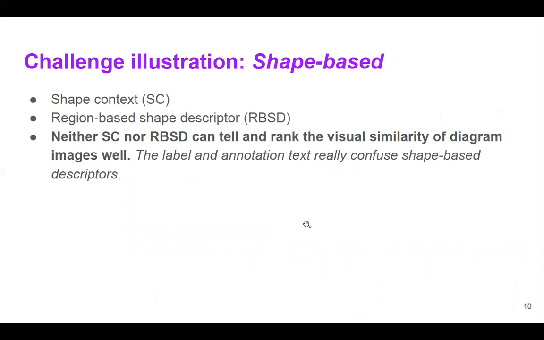We use the shape context and RBSD in our experiments because shape context is a dominant shape descriptor for binary diagram image retrieval. And RBSD is the most recent shape descriptor for binary image retrieval. Our findings are both descriptors cannot tell and rank the visual similarities of diagram images well. The labels and annotations in the diagram images really confuse the shape-based descriptors.